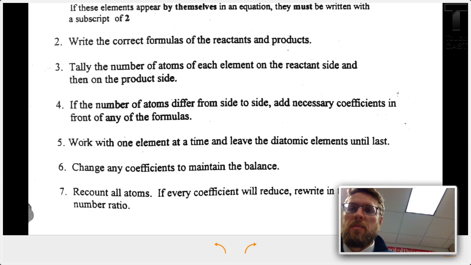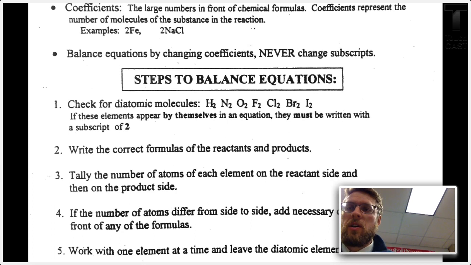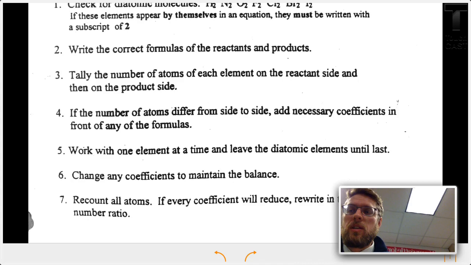Remember, those diatomic elements are the ones that come in pairs. If they're alone, they're actually going to be with a pair. For instance, oxygen gas is always 2 atoms of oxygen stuck together. We're going to leave those to last.